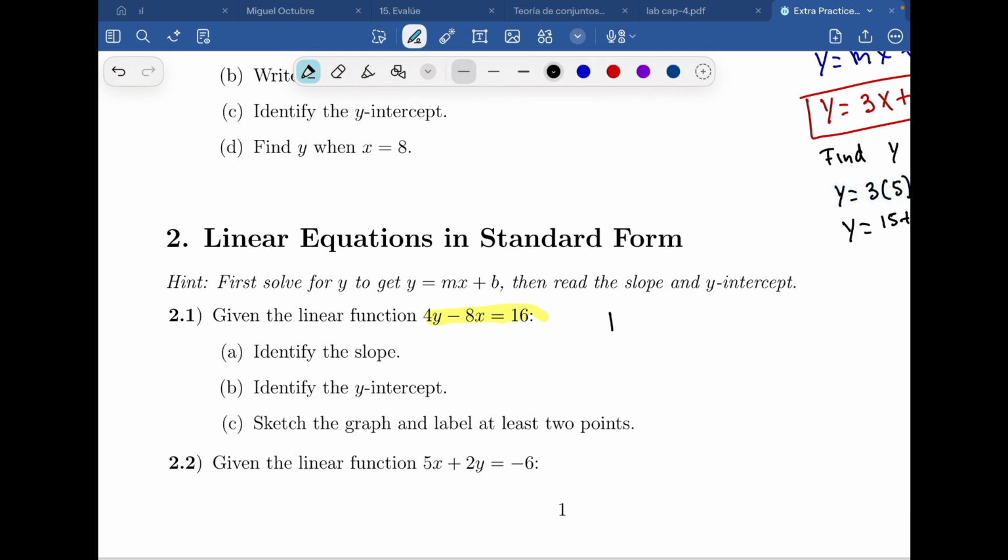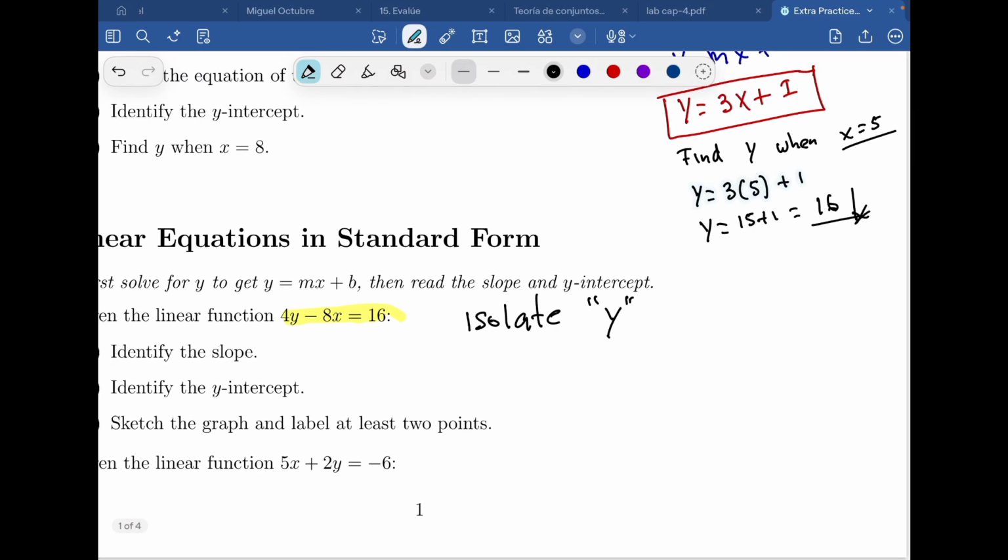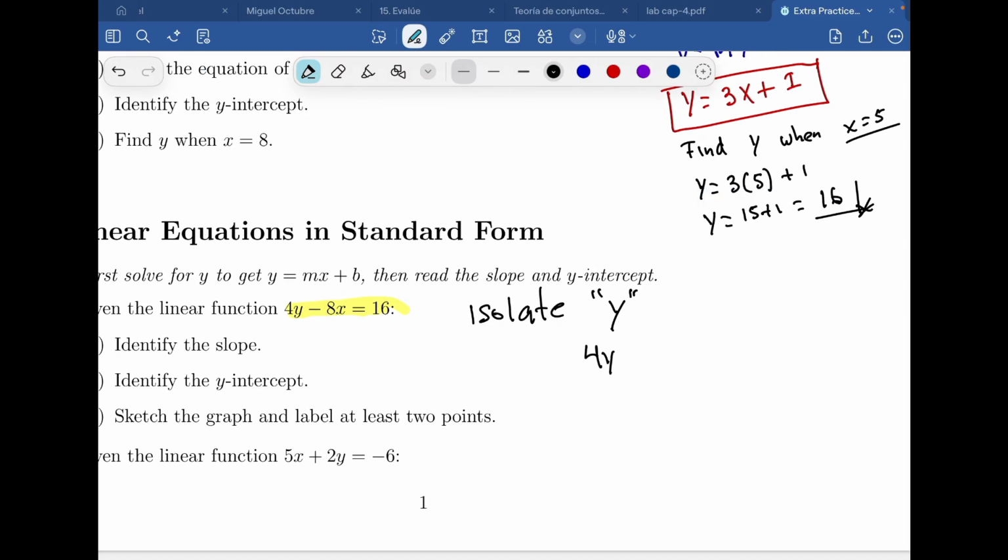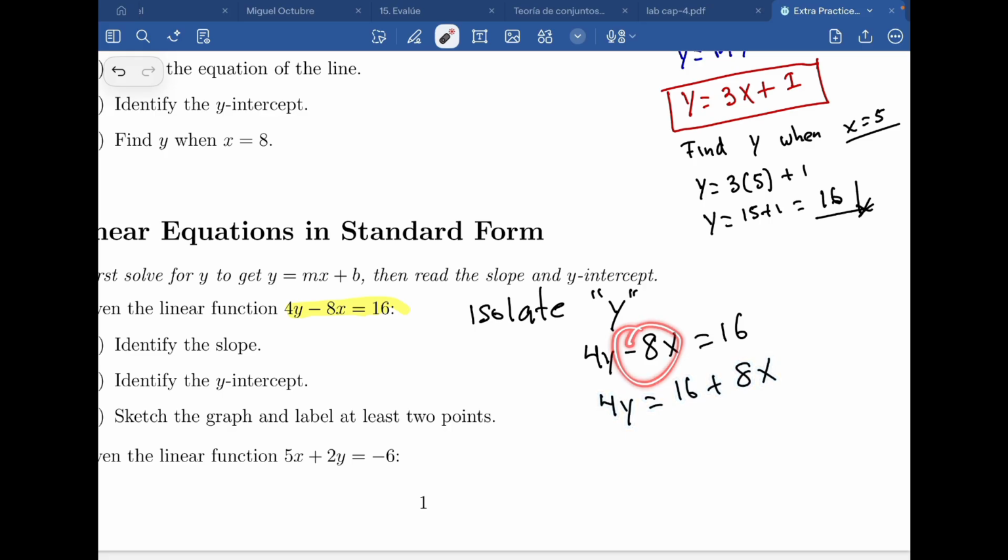We need to isolate y. So if we have 4 times y minus 8x equals 16, we need to isolate y by performing the opposite operation. So we have 16 plus 8 times x. Remember, this is a subtraction. Now it becomes an addition. It's the opposite.